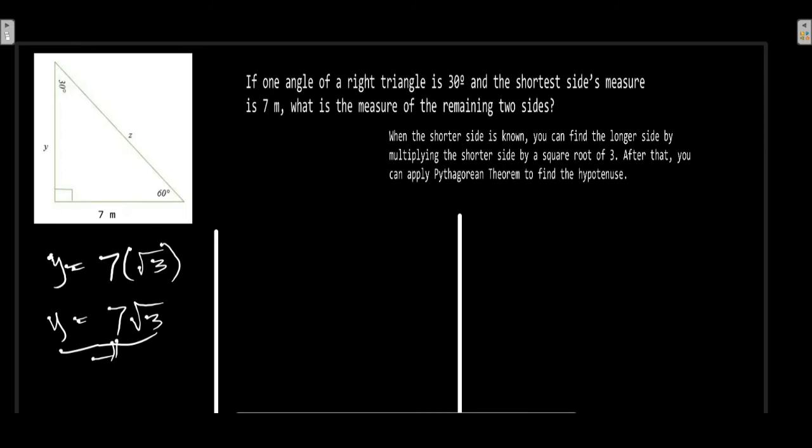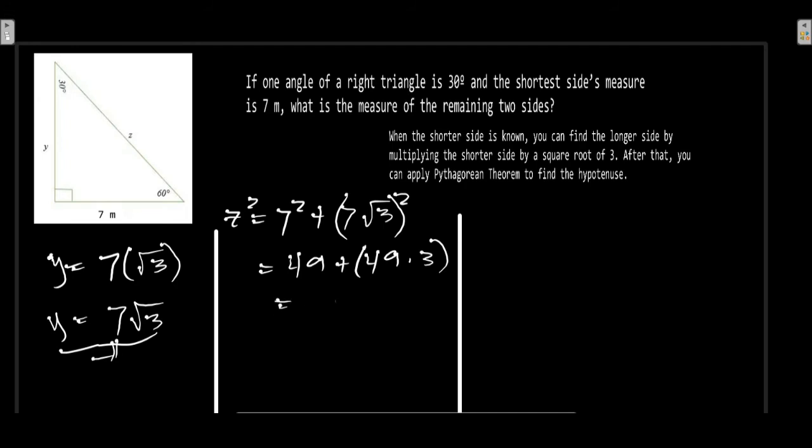So again, what we're looking for is z square is equal to 7 square plus 7 square root of 3, with an exponent of 2. So that equals 49 plus 49 times 3. Let's compute 49 times 3 first, plus 147 is our answer. Then 147 plus 49.